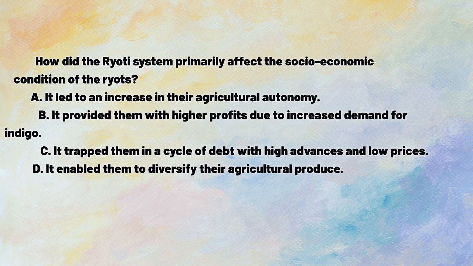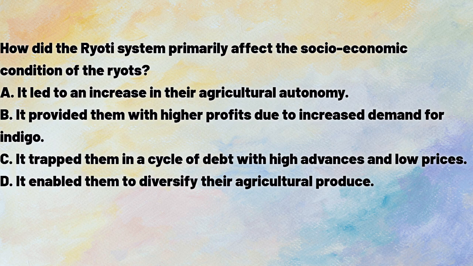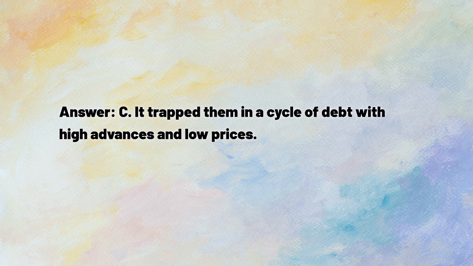Bihar. How did the Ryoti system primarily affect the socio-economic condition of the ryots? A. It led to an increase in their agricultural autonomy. B. It provided them with higher profits due to increased demand for indigo. C. It trapped them in a cycle of debt with high advances and low prices. D. It enabled them to diversify their agricultural produce. Answer: C. It trapped them in a cycle of debt with high advances and low prices.